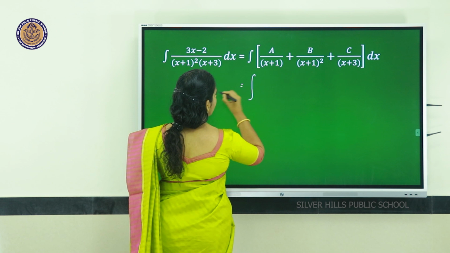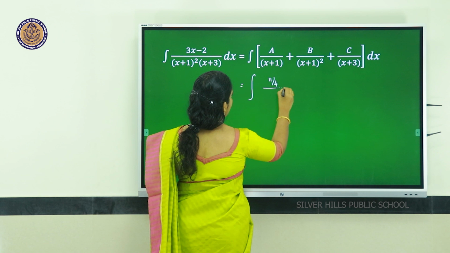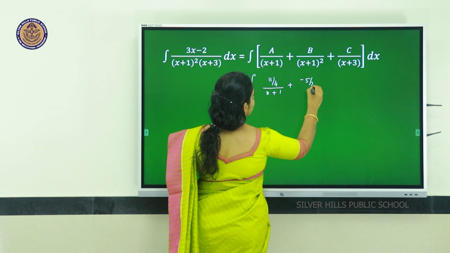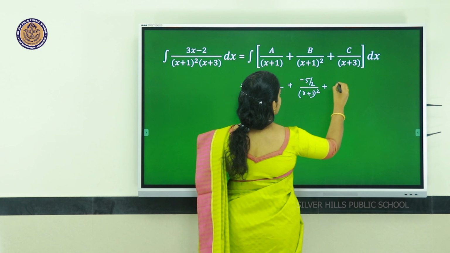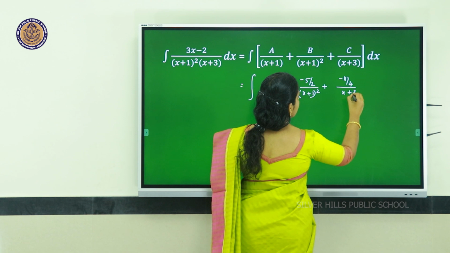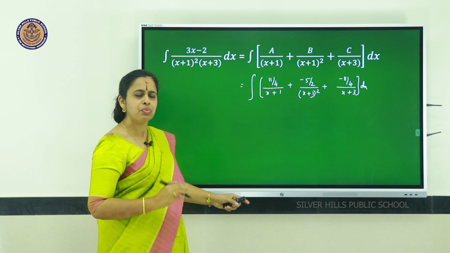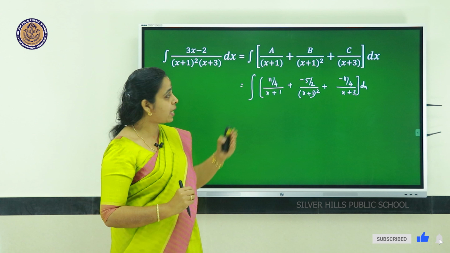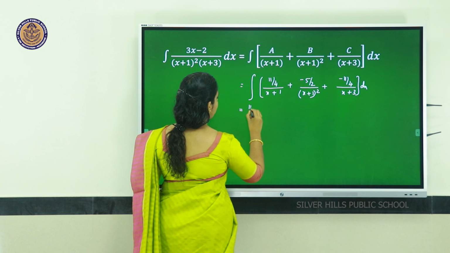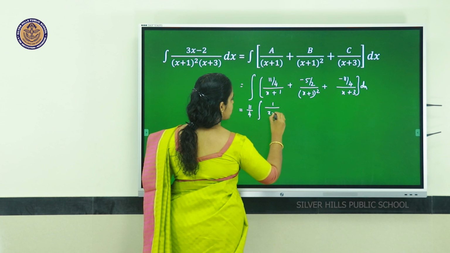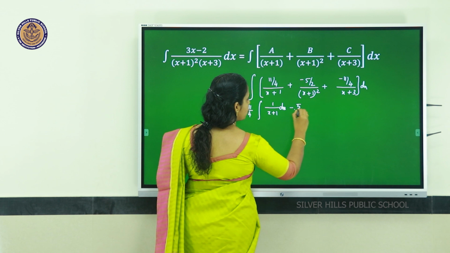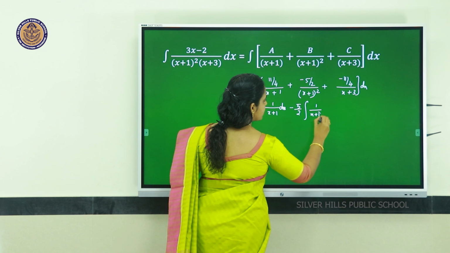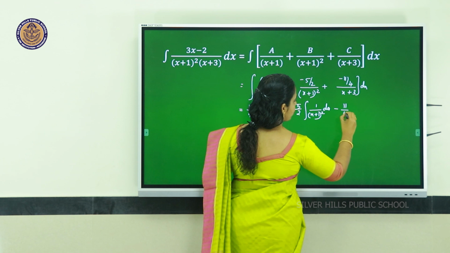Equal to integral in the place of a, 11 divided by 4 by x plus 1, plus minus 5 by 2 divided by x plus 1 whole square, plus minus 11 by 4 by x plus 3 dx. Now, let us split this into 3 different integrands. At the same time, we are going to take the constants also outside and the negative signs also outside. Equal to 11 by 4 integral 1 by x plus 1 dx, then minus 5 by 2 integral 1 by x plus 1 whole square dx, minus 11 by 4 integral 1 by x plus 3 dx.